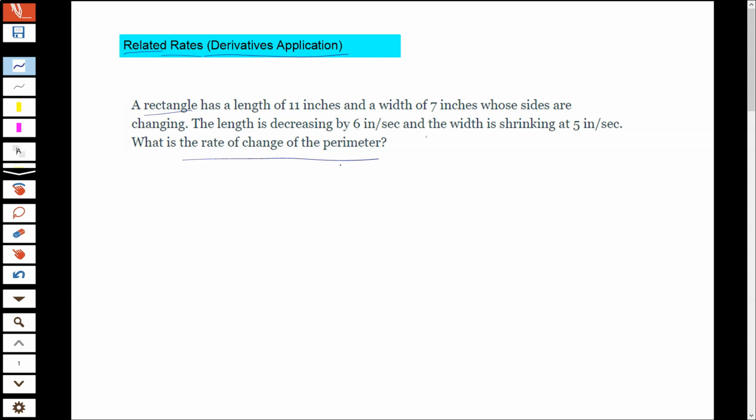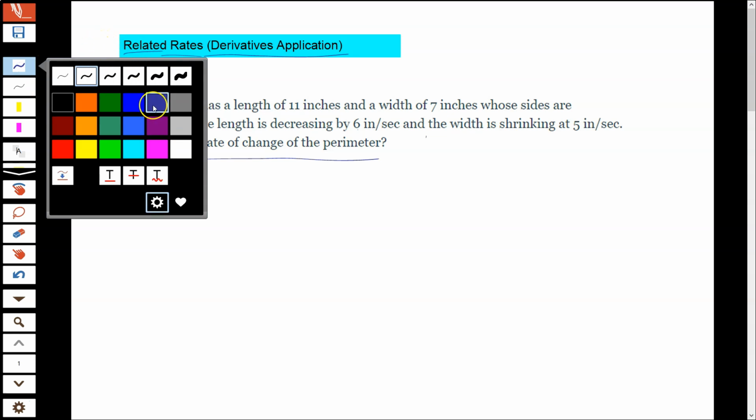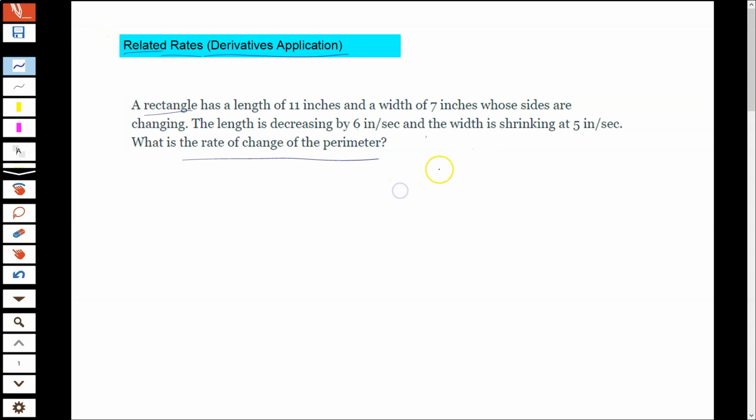Okay, so let's jump into it. We're going to use a method on every related rates problem, so every derivatives word problem, that is 4 steps. The first step is going to be, if you can, draw a sketch.